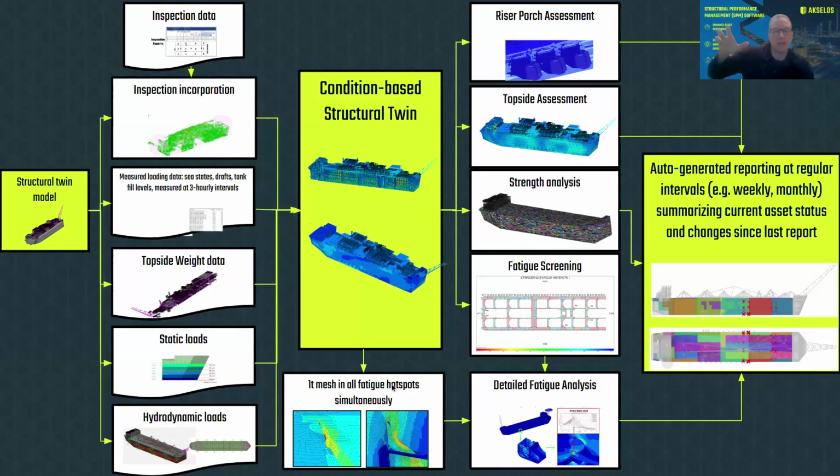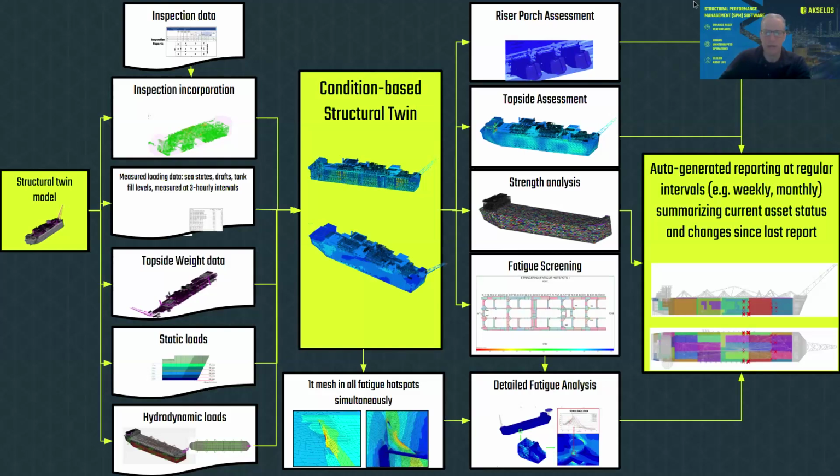People traditionally make one coarse global model and then they zoom in and make locally fine models for the fatigue hotspots. But because of our BFEA, we can have one model, high fidelity everywhere, including all fatigue regions, and analyzed simultaneously. We have various add-ons like the riser porches and strength analysis and fatigue analysis and fatigue screening. So these are all the different things we've developed as we've brought this solution to our customers.